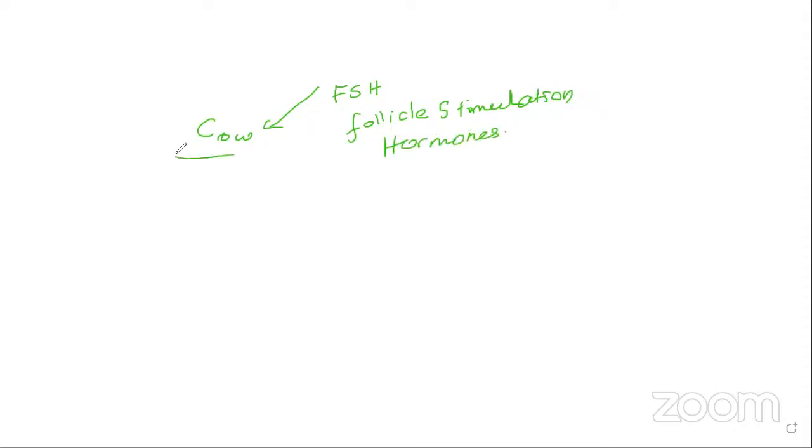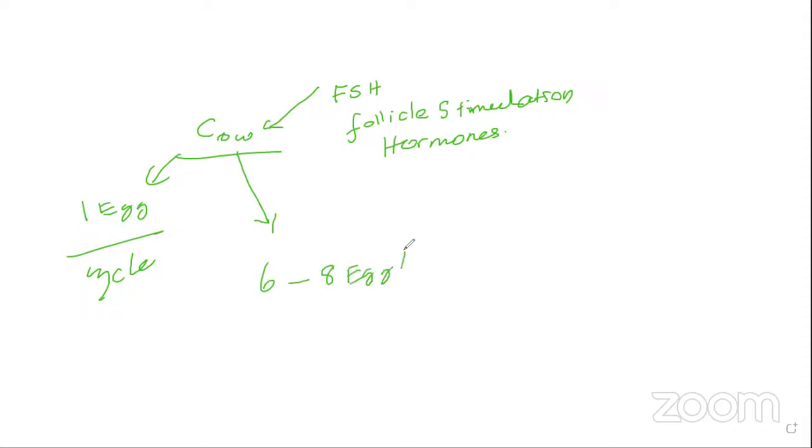Normally the cow yields one egg per cycle. This is the normal one. When you are injecting FSH, what happens? 6 to 8 eggs per cycle, isn't it? After the injection of FSH, you will obtain 6 to 8 eggs.